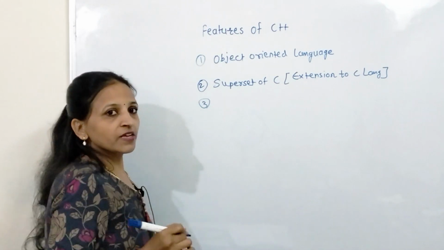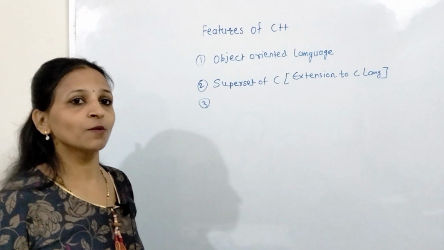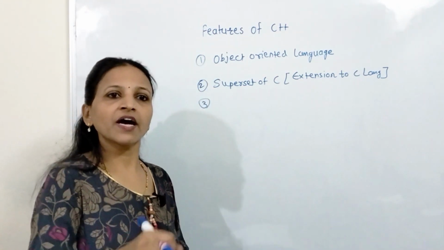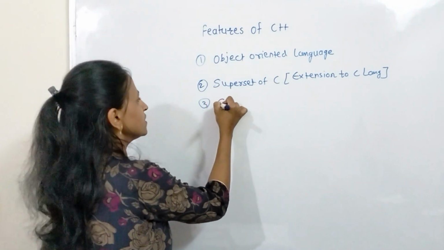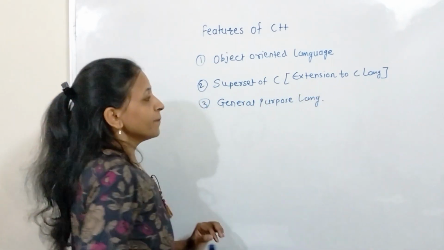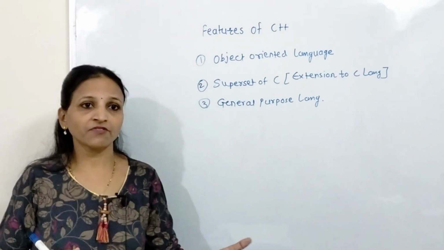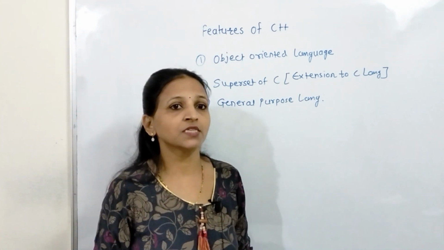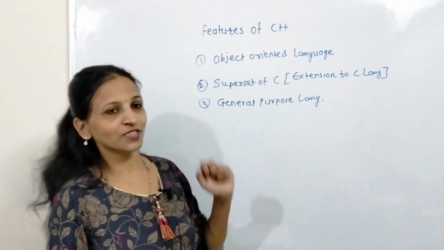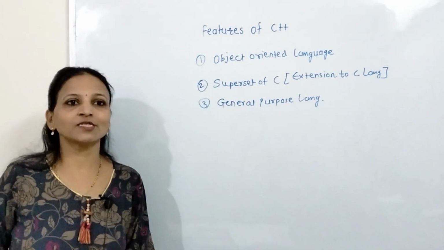Now the third point is very important. We have already discussed in the previous session that C++ is a general purpose language. General purpose means we can develop any type of application using C++. We can develop system software, just like what we discussed for C language. C++ is just an extension to C language. Whatever we can do using C language, we can do using C++ also.